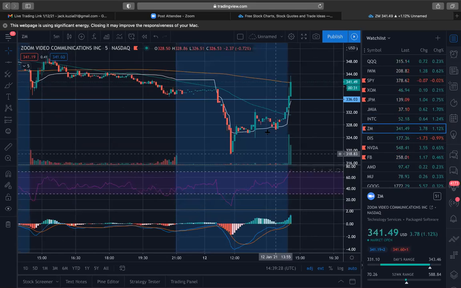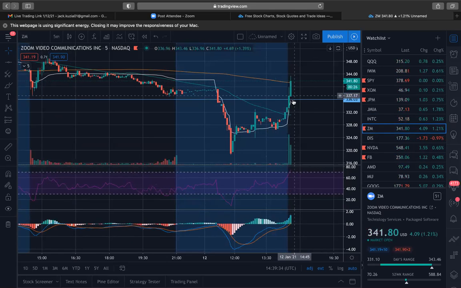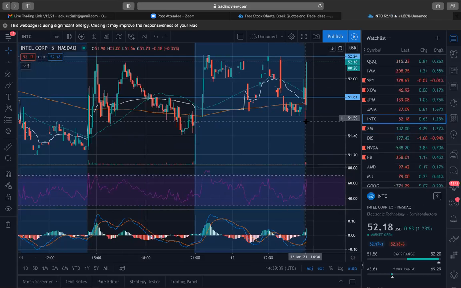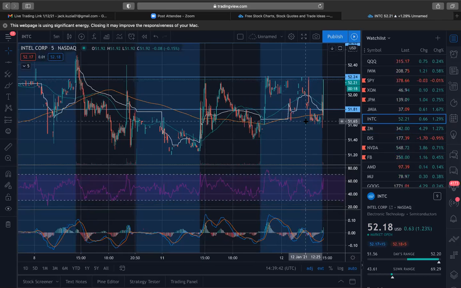We can wait for a pullback to enter Zoom. We'll be looking to enter right around VWAP here, so we'll be watching that. INTC is really close though, guys. I think a little bit more of a risky entry at 52.25. Looks pretty solid to me on INTC here.